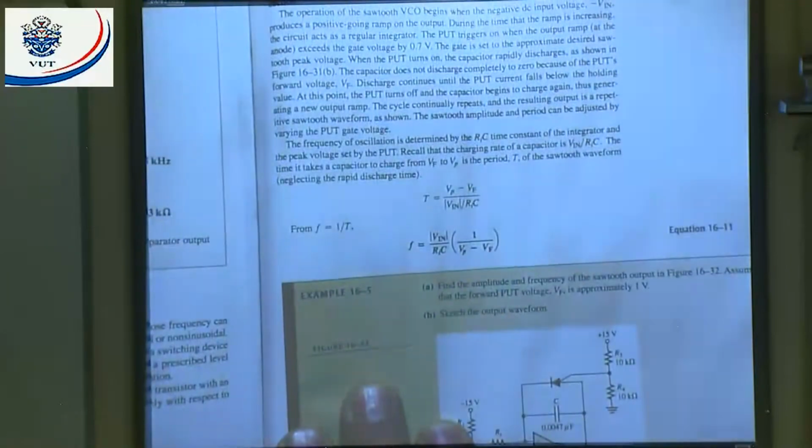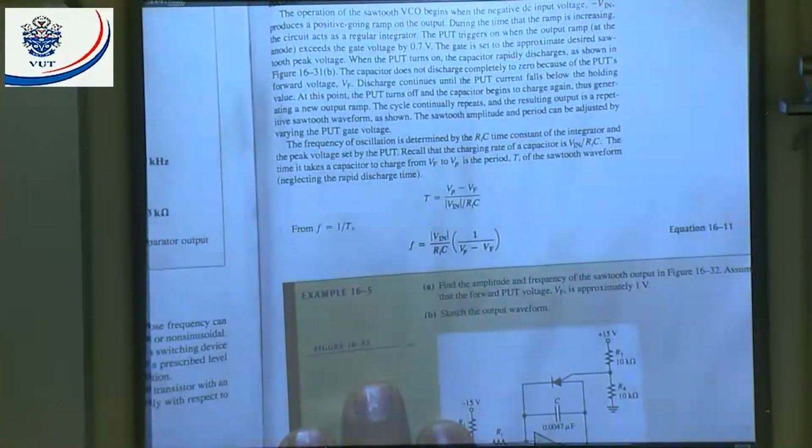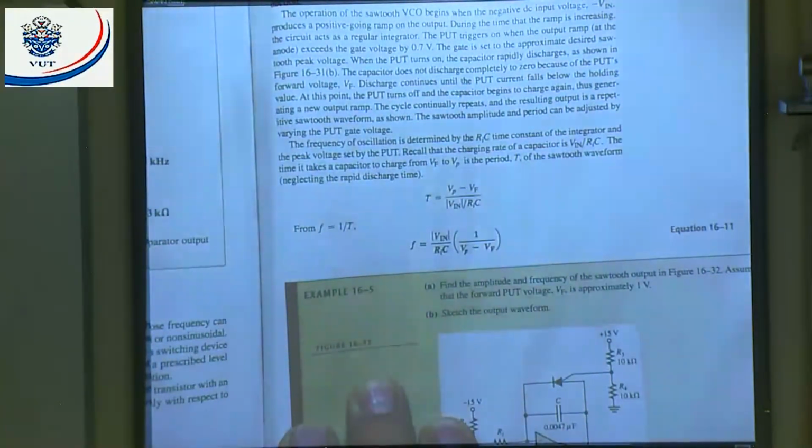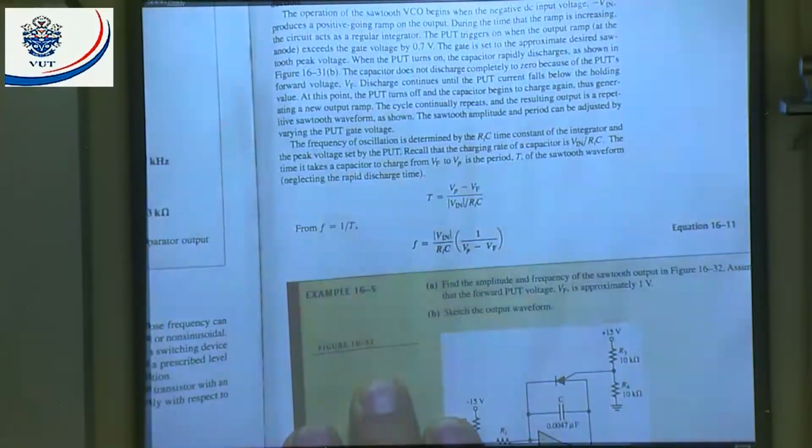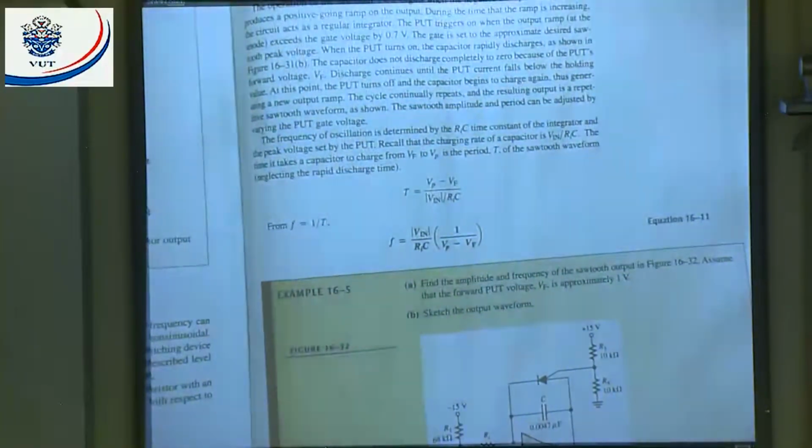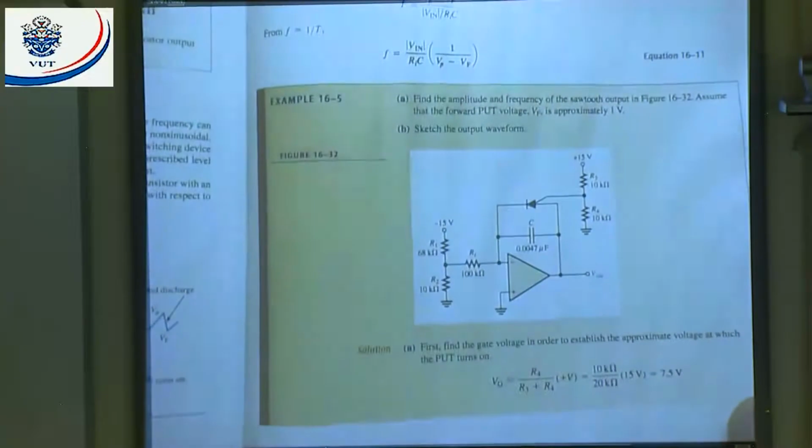All right, here they give us a few formulas for the period and for my frequency. We know frequency is 1 upon the period. And let's have a look at the example.